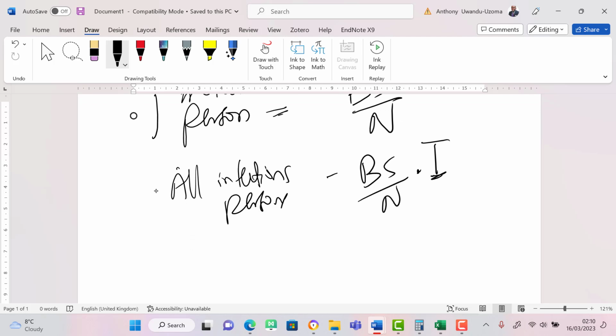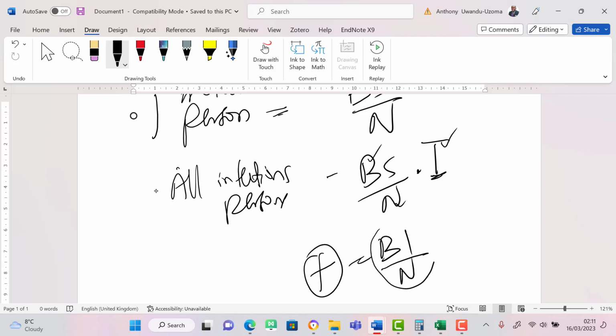Now, how do we get our force of infection? Our force of infection is just taking this B, this I, and this N. That's all. So our force of infection is B I over N. When you hear what determines the force of infection, it is determined by the contact rate, the number of people that are infected, and the total number of the population.